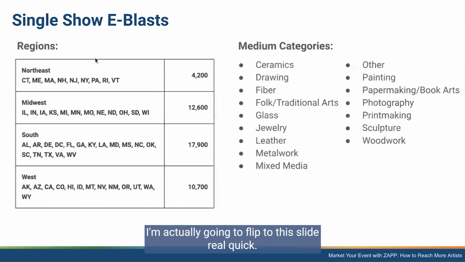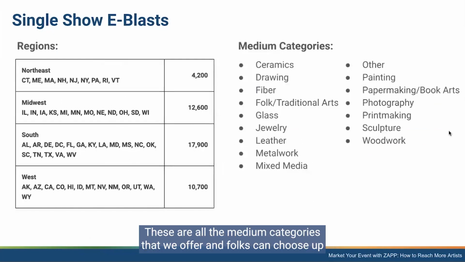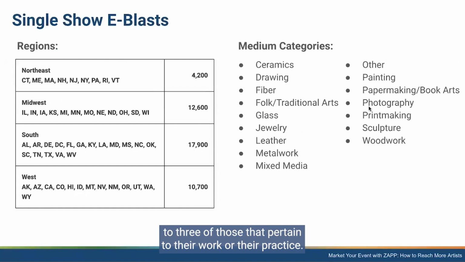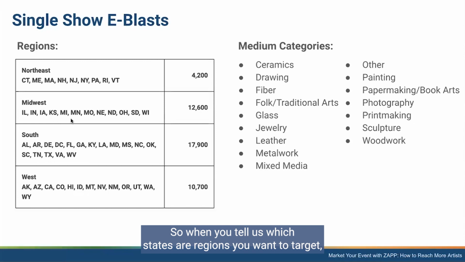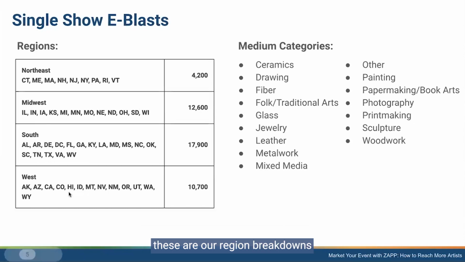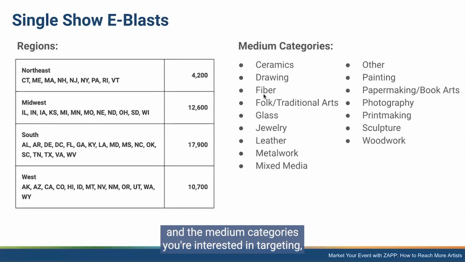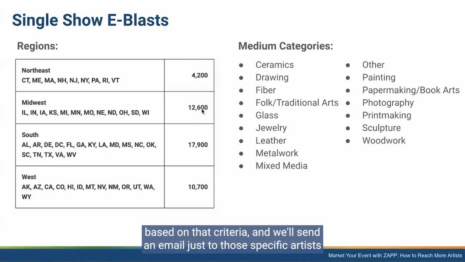I'm actually going to flip to this slide real quick just to show you these are all the medium categories that we offer. And folks can choose up to 3 of those that pertain to their work or their practice. So when you tell us which states or regions you want to target, these are our region breakdowns, and the medium categories you're interested in targeting, we can then segment our promotional e-blast opt-in list based on that criteria, and we'll send an e-blast just to those specific artists.